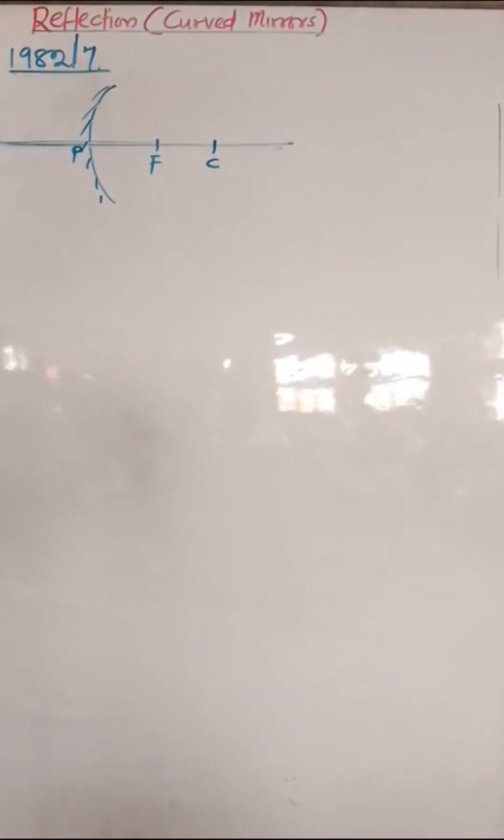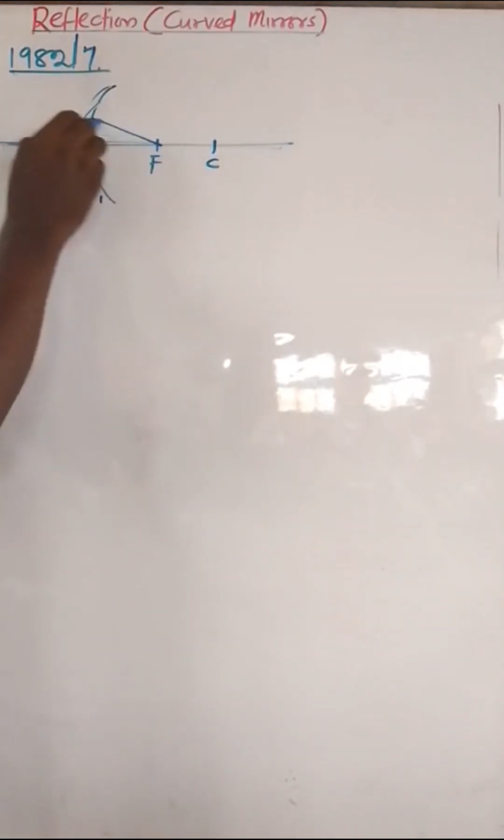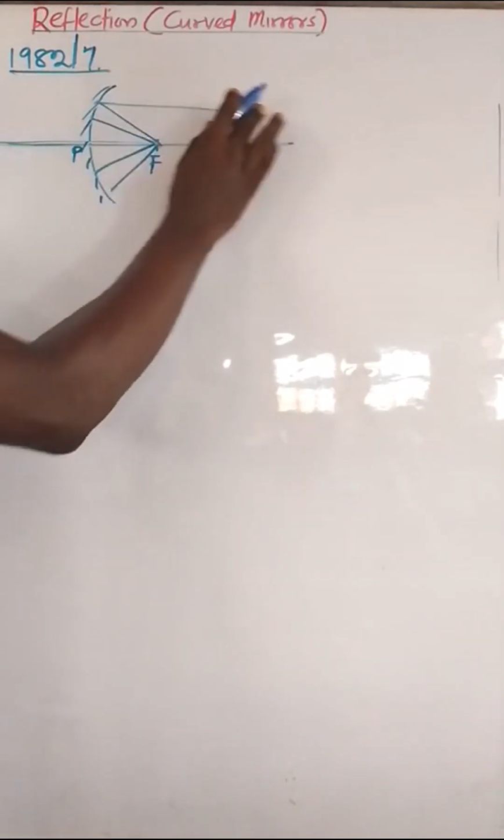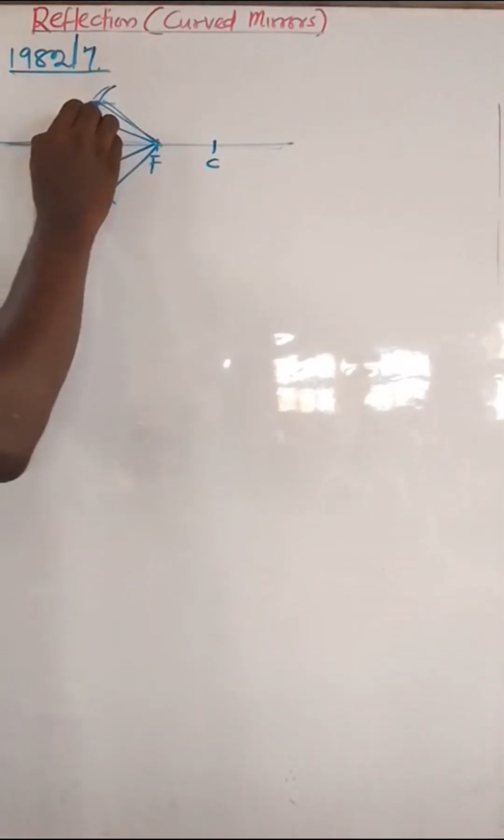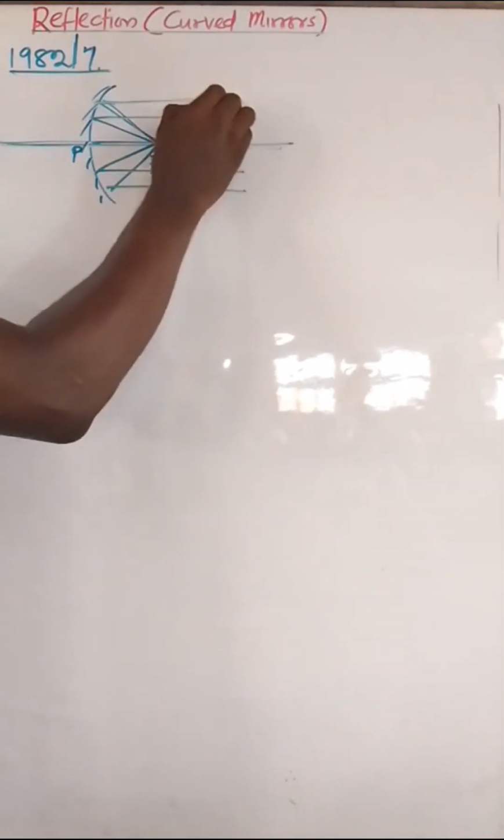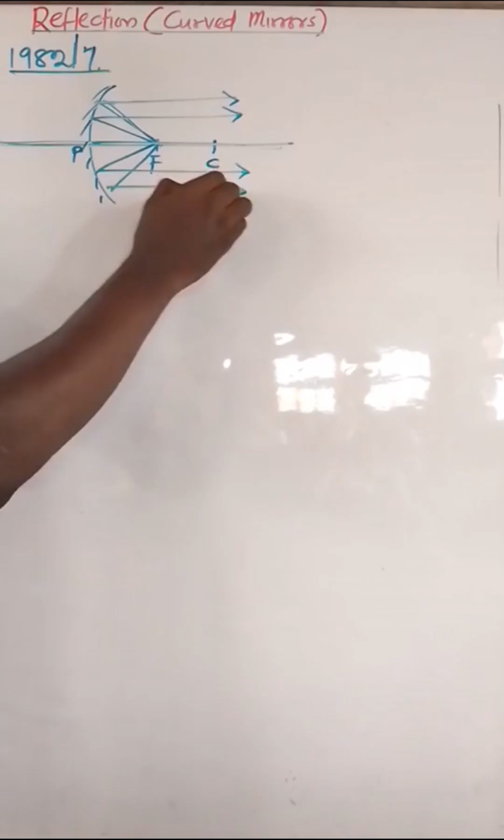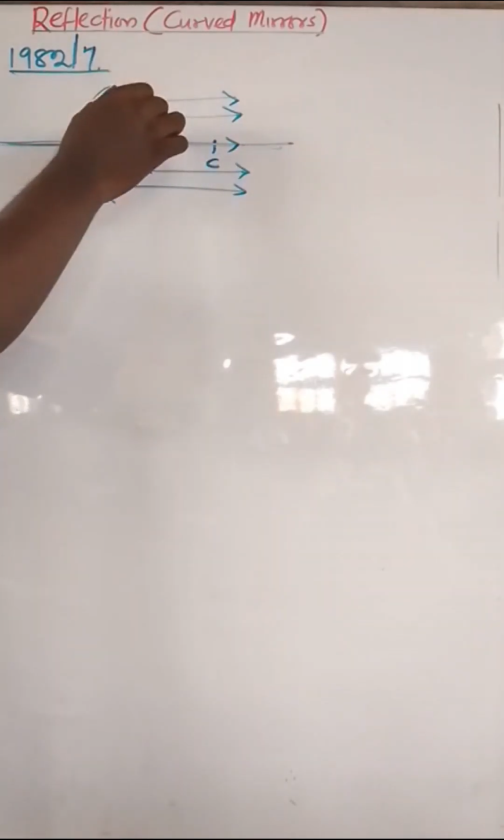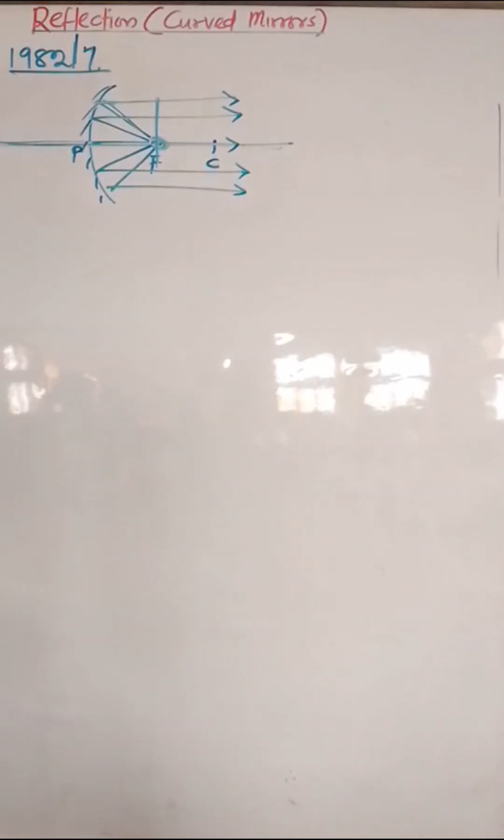For us to get parallel rays, it means the light must pass through the principal focus, because any ray that passes through the principal focus is reflected what? Parallel to the principal axis. So we can only get parallel rays when the lamp is placed at the principal focus. Now let's go to the options.